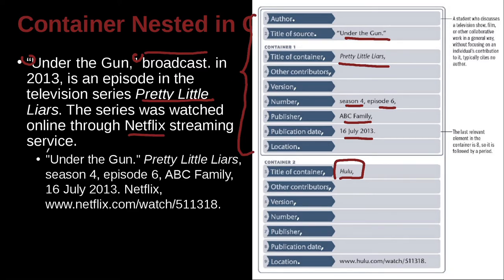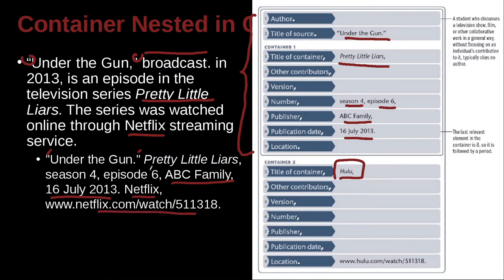Here we go. "Under the Gun," in quotation marks. Pretty Little Liars is the name of the series. It was inside season 4, episode 6. The producer or the publisher, in video we call it producer, ABC Family. And when did it come out? 2013, but specifically 16th of July. So day, month, year. And then container number two. Container number two is Netflix, and here's the address.